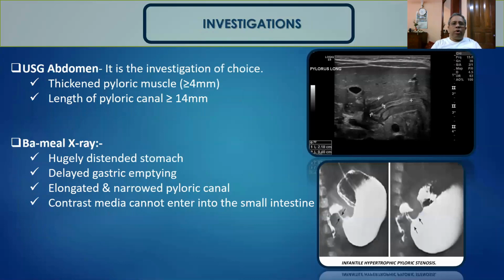What investigations? Investigate the baby with ultrasonography. If the thickened pyloric muscle is more than or equal to 4 millimeters and the length of the pyloric canal is more than 14 millimeters, then you suspect that the patient may have congenital hypertrophic pyloric stenosis. In a very young male, X-ray shows a hugely distended stomach, delayed gastric emptying, an elongated narrowed pyloric canal, and contrast media cannot enter into the small intestine.